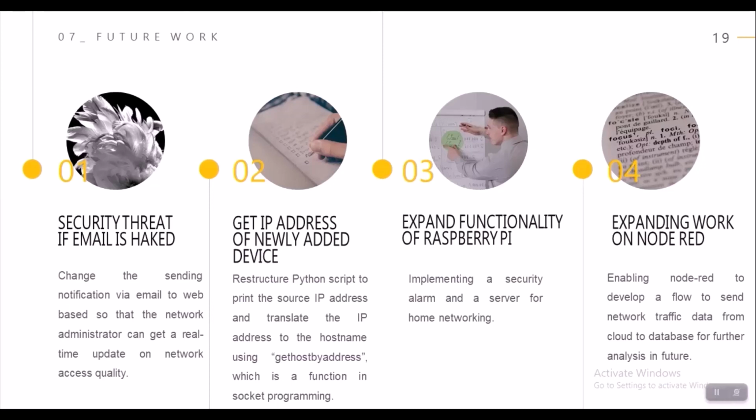And next is about expanding the functionality of the Raspberry Pi, by being able to implement a security alarm where the device detects motion by using sensors, and as it detects motion, it starts capturing images which are further stored in the micro SD card, or we can move those images to the cloud as well and send them to a registered email. Last is regarding expanding the work on Node-RED.